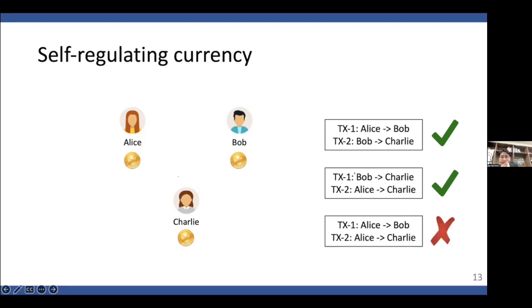But if Alice is trying to send this coin to Bob and Alice wants to send the same coin to Charlie, then this shouldn't be allowed. This is what we call double spending, and this shouldn't be allowed, right? This is touching the core security of currency, digital currency, or even just currency. This shouldn't happen.